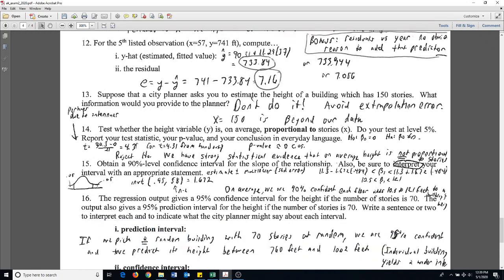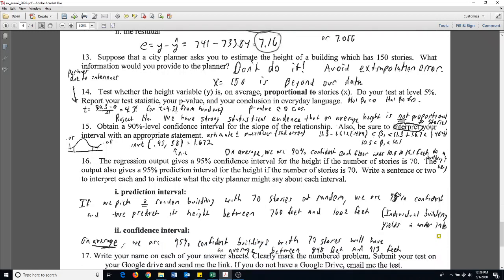Number 13, I thought I told you, but anyway, there was going to be a problem on extrapolation. This was that problem. Your x equals 150 is beyond your x range, and so you want to avoid extrapolation. You could tell the city planner what the height would be, but you also say we would be very skittish about using that data.